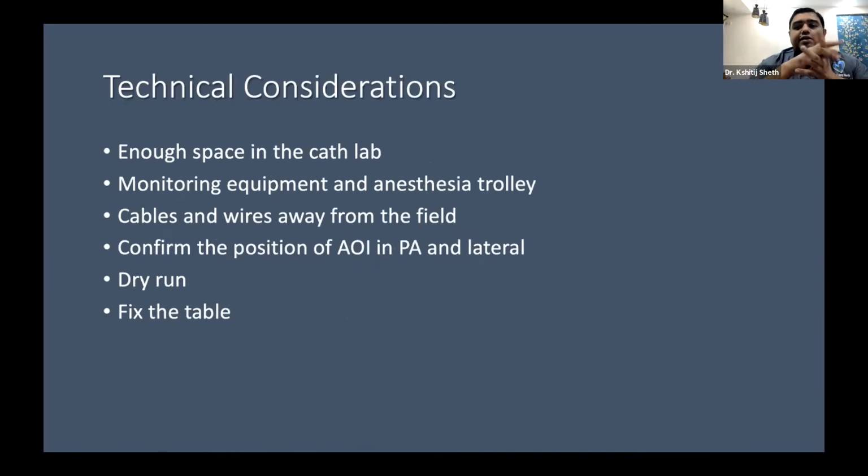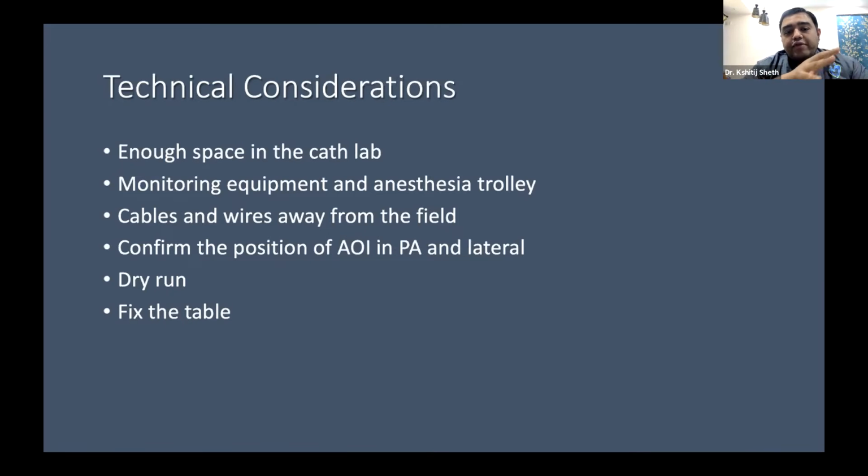So what are the technical considerations for doing a rotational angiography? First and foremost, you require a lot of space in the cath lab because the C-arm moves in a very quick motion in around 270 degrees. The monitoring equipment, the trolley, and the anesthesia equipment have to be kept at a distance. So you need to have long tubing, airway tubing, and long IV line tubing.